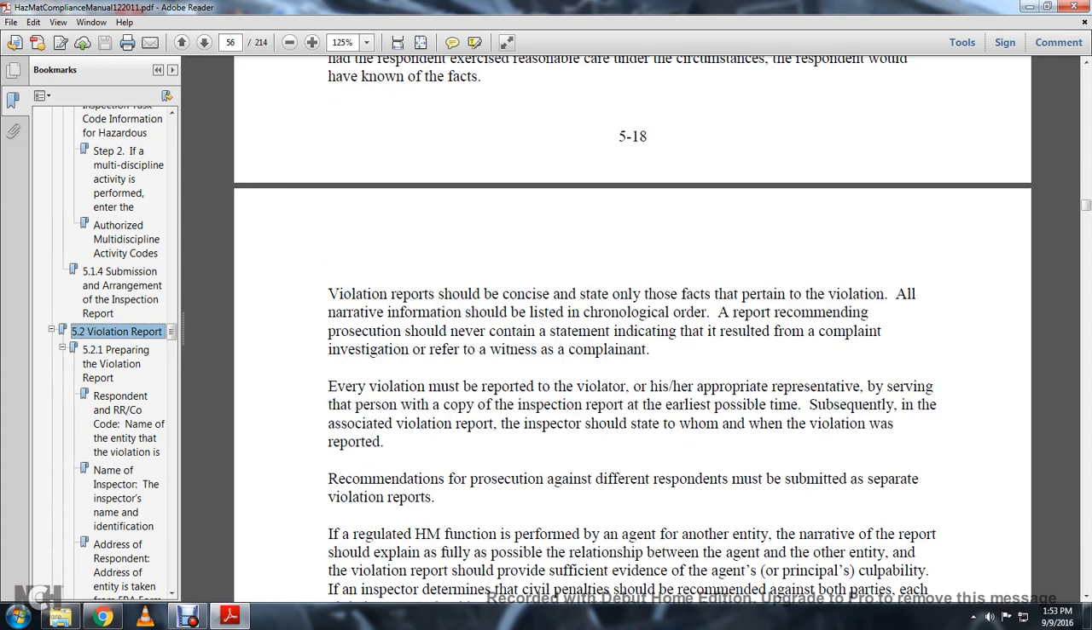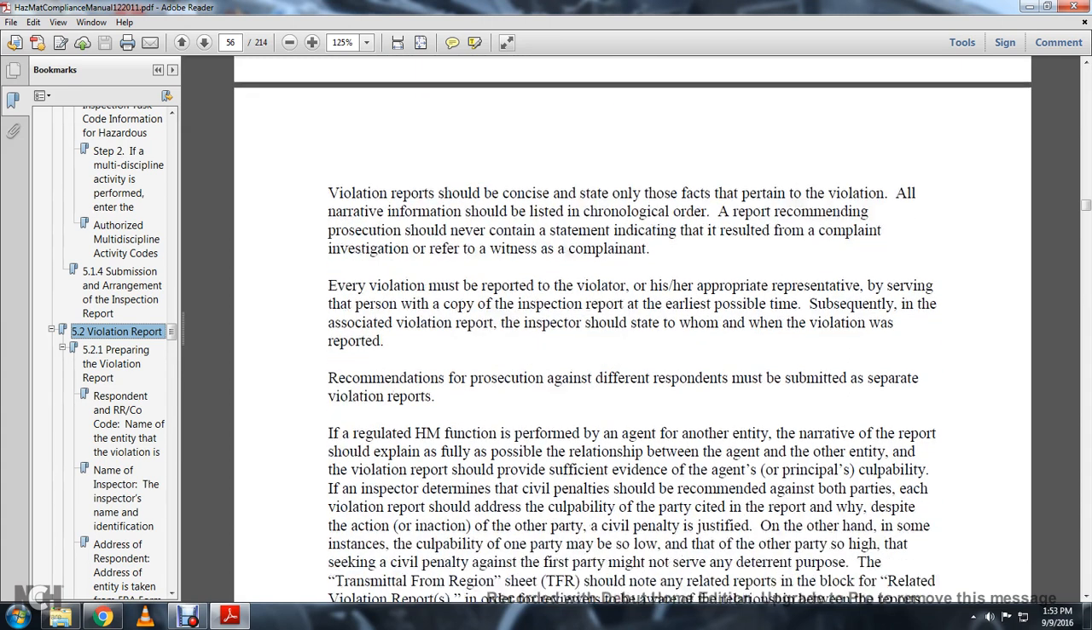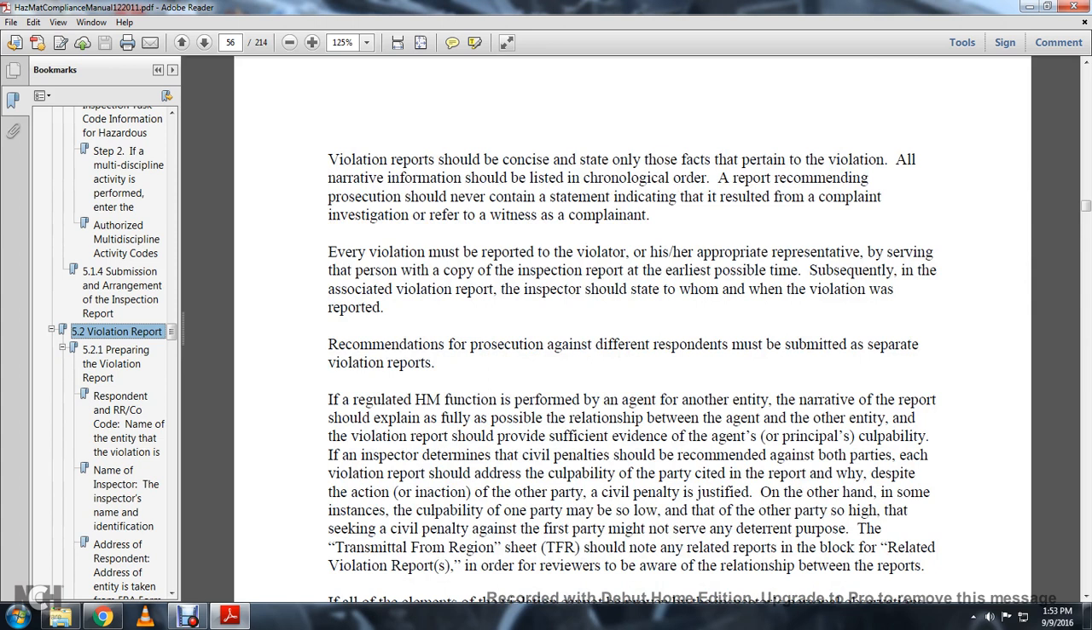Violation reports should be concise and state only the facts pertinent to the violation. All narrative information should be listed in chronological order. Report recommendations should never contain a statement indicating the results of the complaint investigation or referring to the witness as a complainant. Every violation must be reported to the violator or his or her appropriate representative by serving the person with a copy of the inspection report at the earliest possible time.